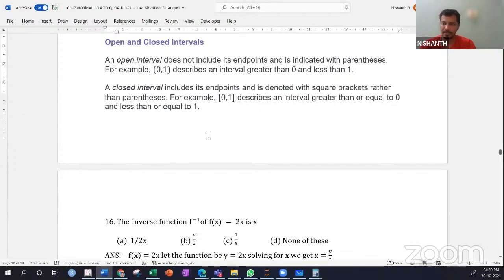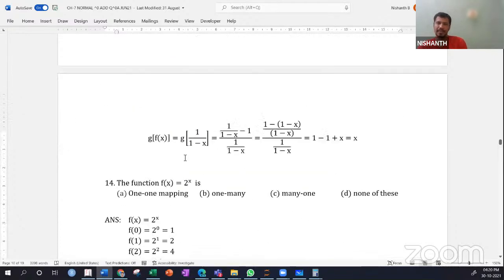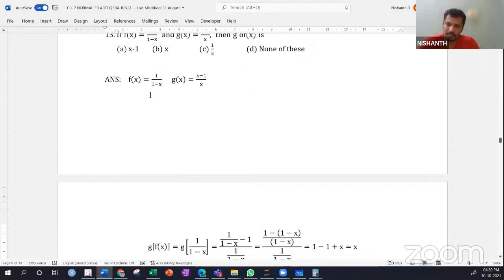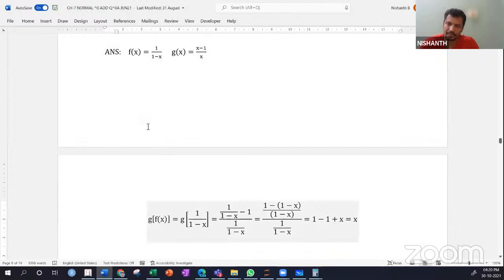There's one more kind of problem which they'll always try to give. They'll give f of x, they'll give g of x, and they'll ask you to find g of f of x. For example, g of f of x means in g you should put f of x. So in place of x you'll put f of x, and you should substitute everything in place of that x. So in place of x it is 1 by 1 minus x. In place of this function here, x minus 1 by x, you should put 1 by 1 minus x and you'll be able to get your answer.